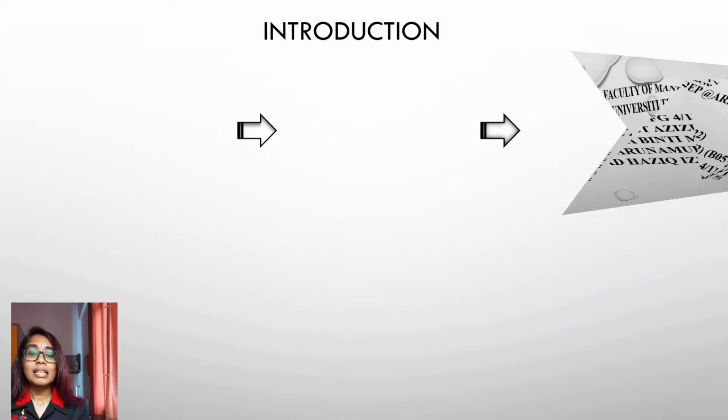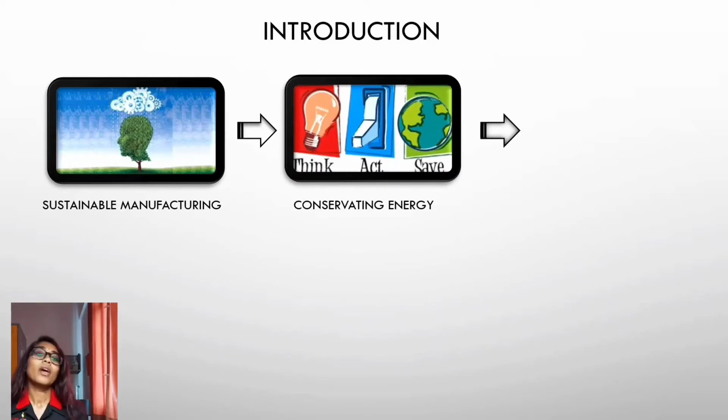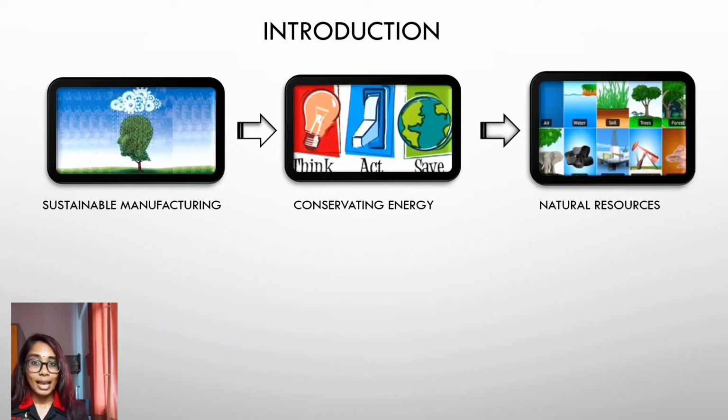For the introduction, sustainable manufacturing is the creation of manufactured products through economical processes that minimizes negative environmental impacts while conserving energy and natural resources. One of the best ways to improve the sustainability of your manufacturing operation is to fully embrace renewable energy such as wind, hydro, solar energy and biomass.